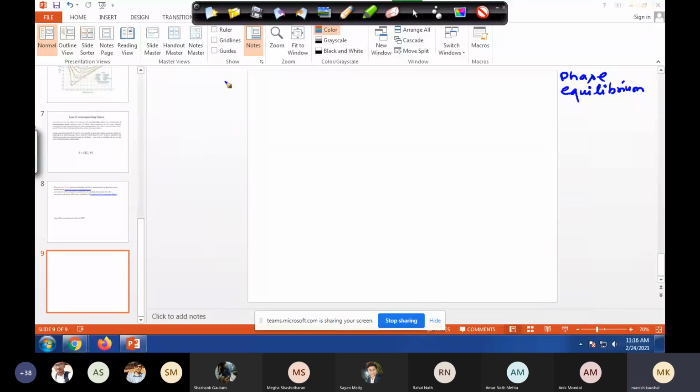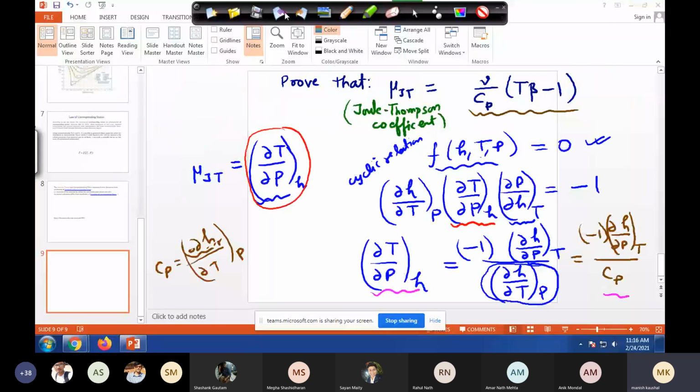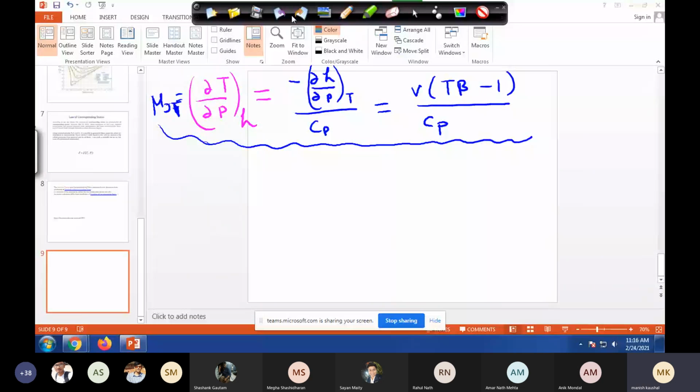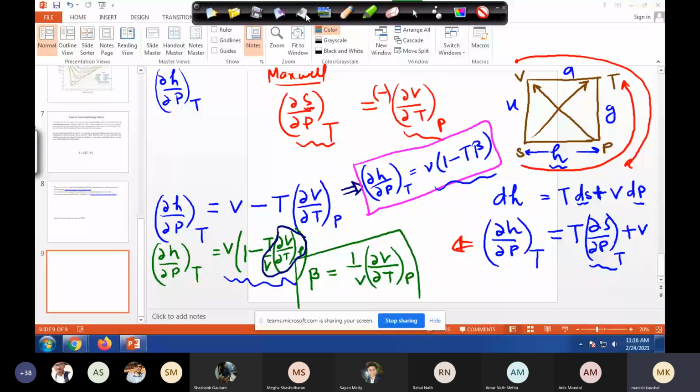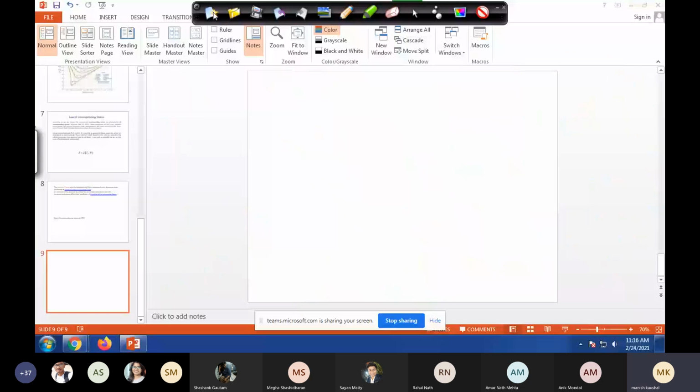Remember the relation you have derived. For example, you see this relation. You know that entropy is not measurable, but you can always express dH like this. You have derived dou H by dou P at constant T is V into 1 minus T beta. Let's write it: dou H by dou P at constant T is V(1 minus T beta).